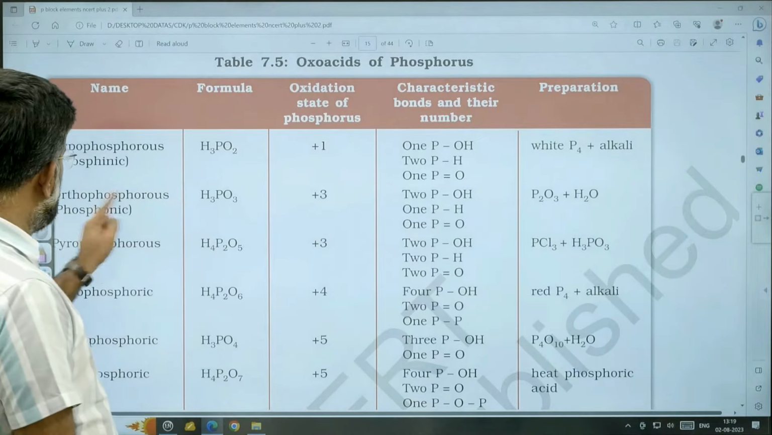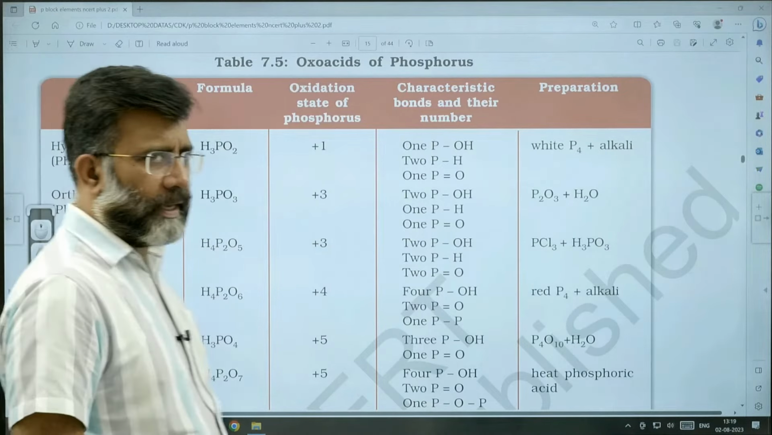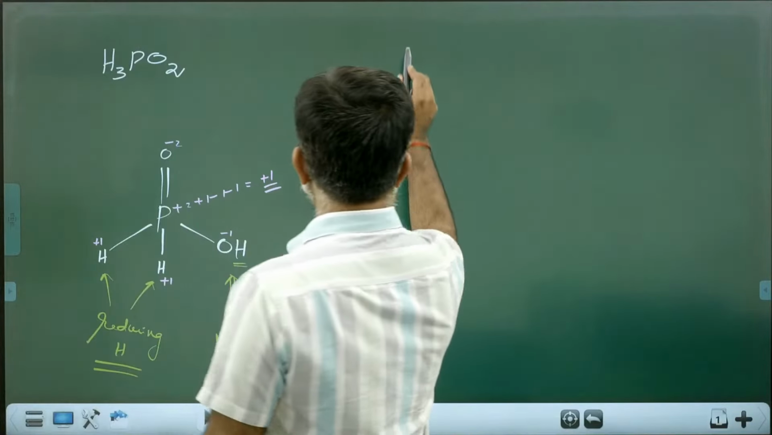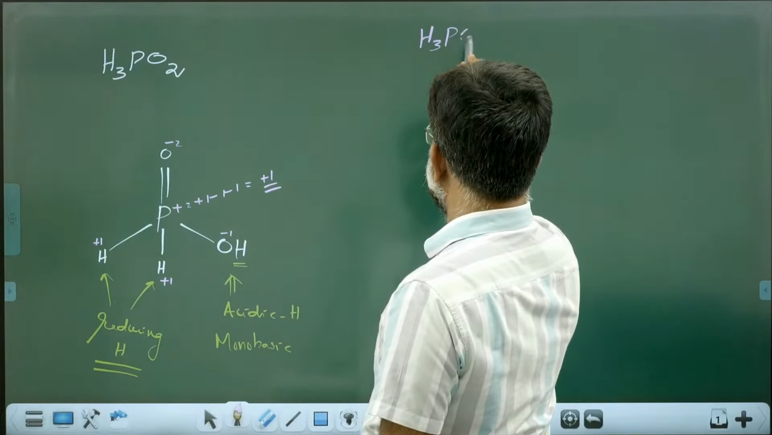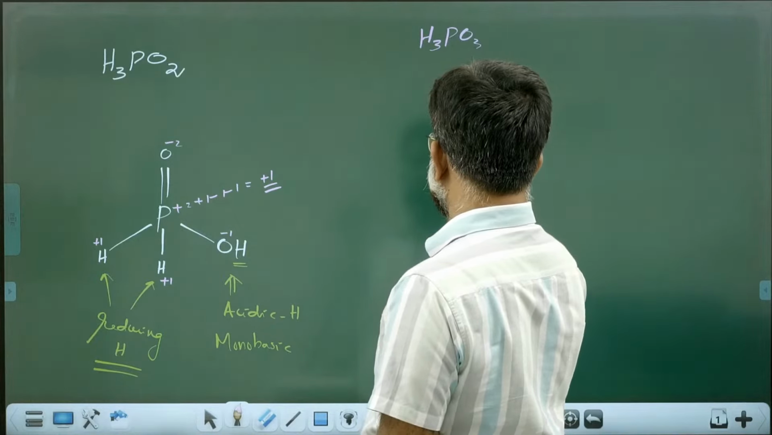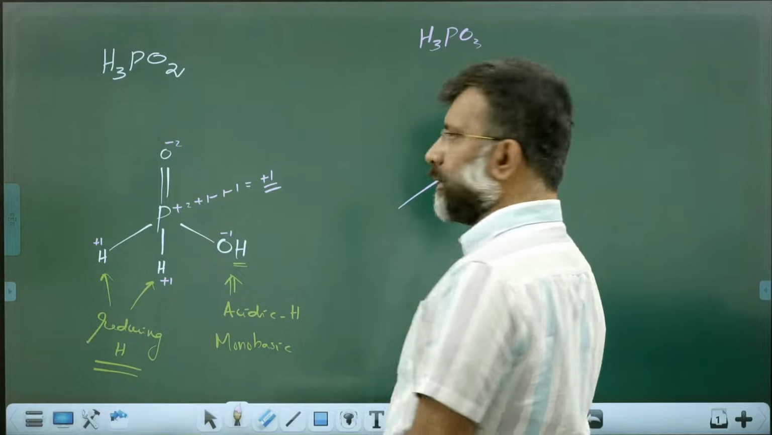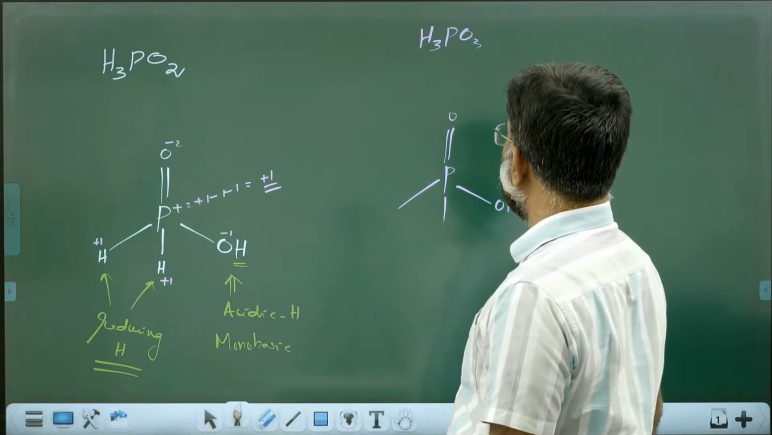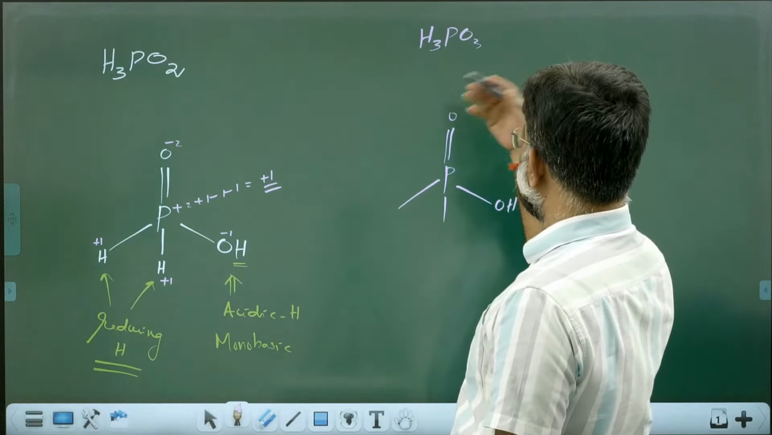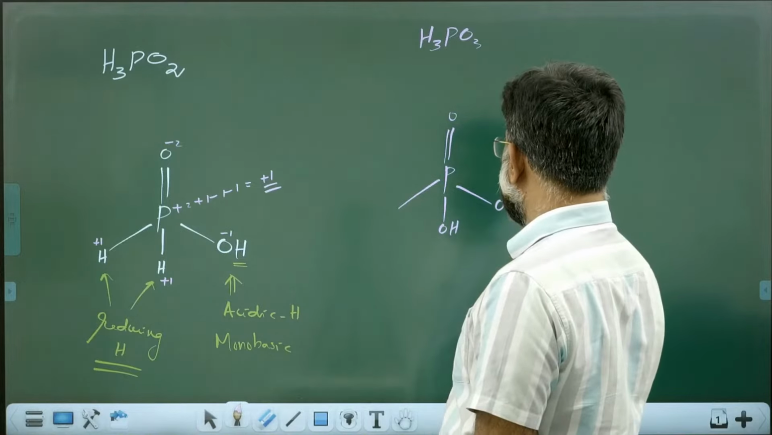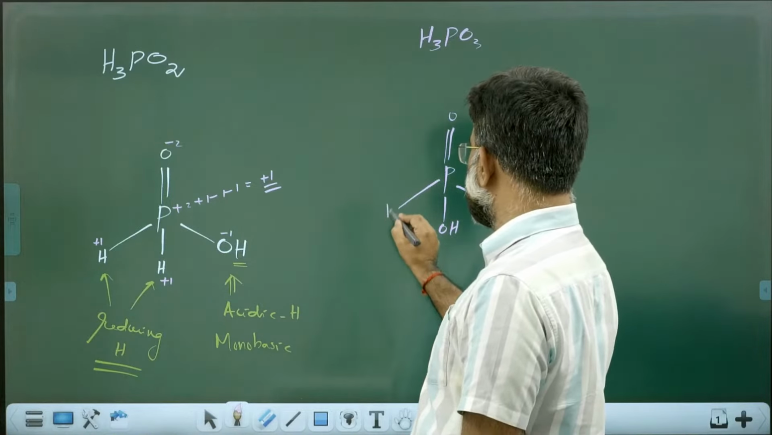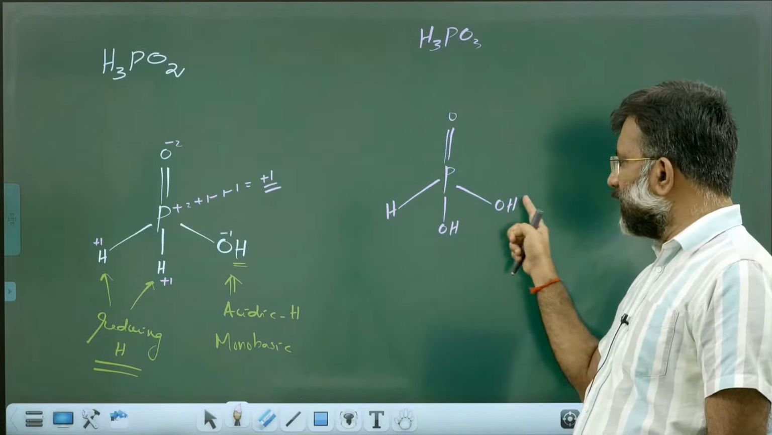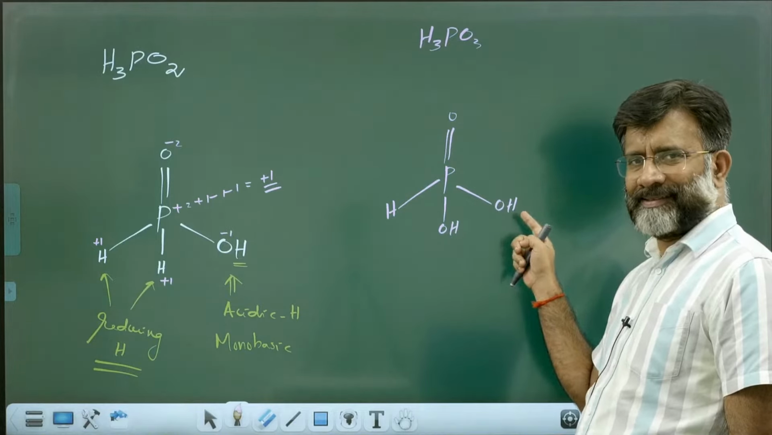Next is orthophosphorus acid, also called phosphonic acid, H3PO3. Once again, you can put 1, 2, 3, 4, tetrahedral geometry. 1 PO double bond, 1 POH bond. What remaining? There is more hydrogen, 1 more oxygen. So I am giving 1 more OH. So oxygen is over, 1 more hydrogen like this. So there is 1 reducing hydrogen and it is a dibasic acid. Right?